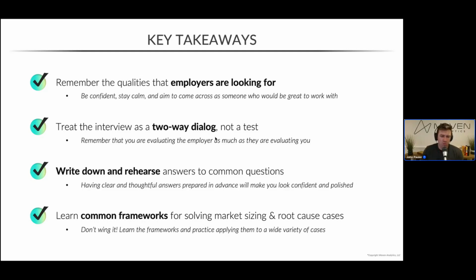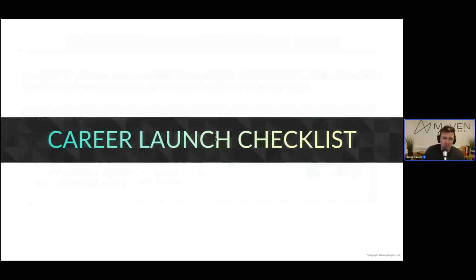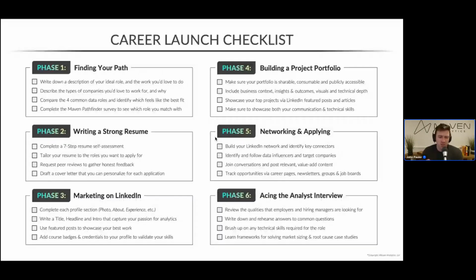And then most importantly, understand some of these common frameworks, especially for the interview types, like technical screeners and case studies. So it says Chris here, but it ended up being Aaron. Chris was under the weather. So that's another one that's on demand right now. And there's a pretty deep session here in the Launching Your Data Career course that you should check out as well.